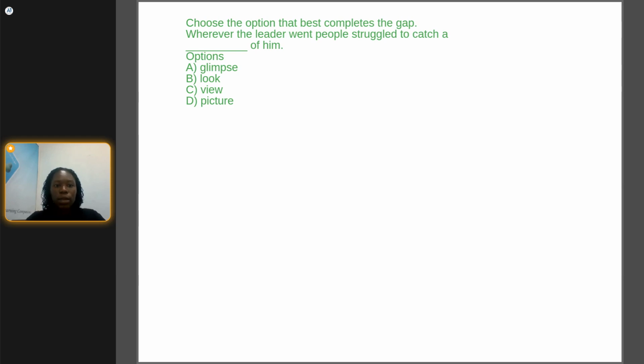The question says, wherever the leader went, people struggled to catch a dash of him. We have four options. Option one is glimpse. Option two is look. Option three is view. And option four is picture. So we are filling in the gap.